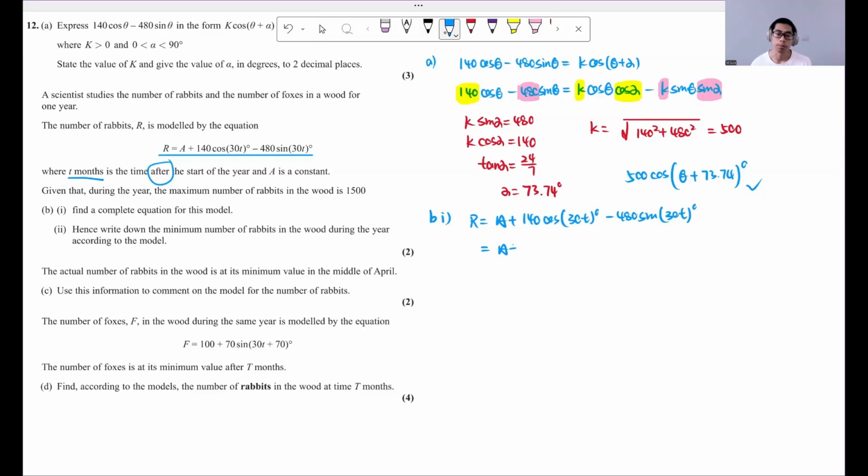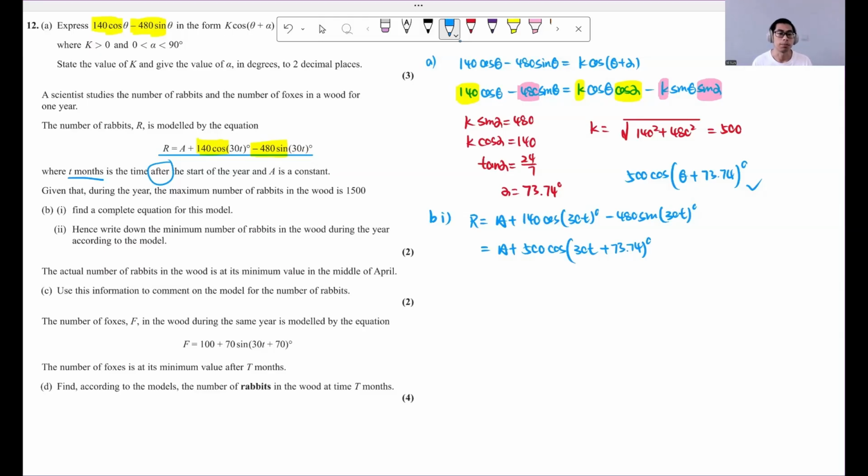These two are basically exactly the same: 140 cos theta minus 480 sin theta. The only difference is that instead of theta, this is 30t. So we can just use the form we got before: 500 cos(30t plus 73.74 degrees). But we don't know what A is, so they want us to work out the value of A.